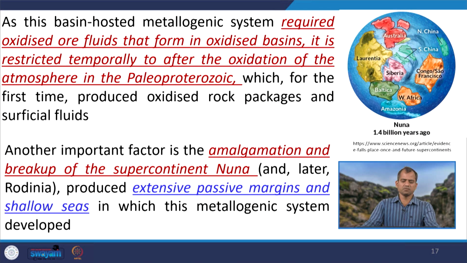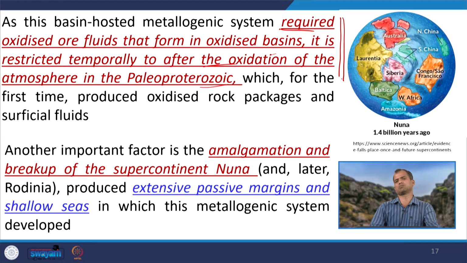And these basin-hosted metallogenic systems require oxidized ore fluid that forms in oxidized basins. It is restricted temporally to after the oxidation of the atmosphere in the Paleoproterozoic time. Why are we talking about this oxidation and reduction? Because this is the paleo-environmental condition.